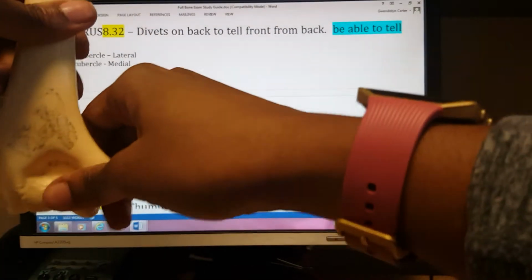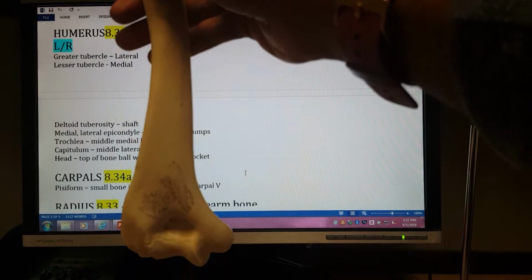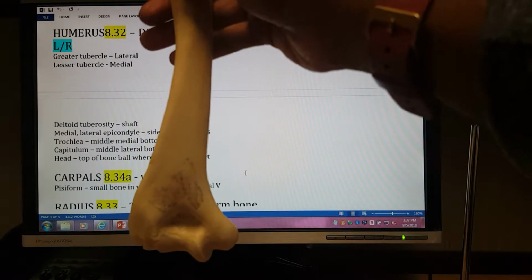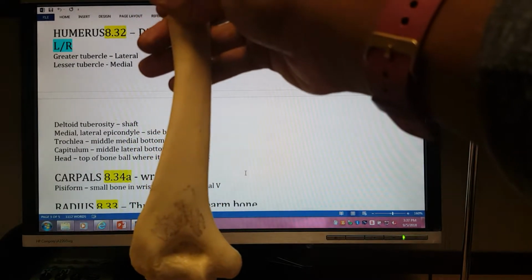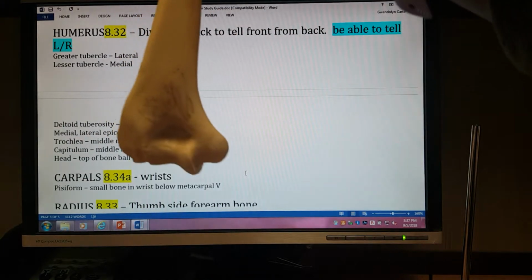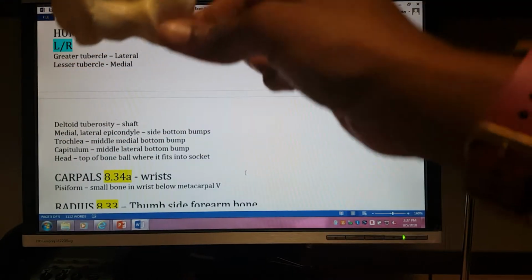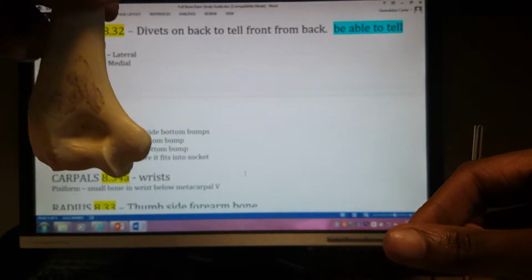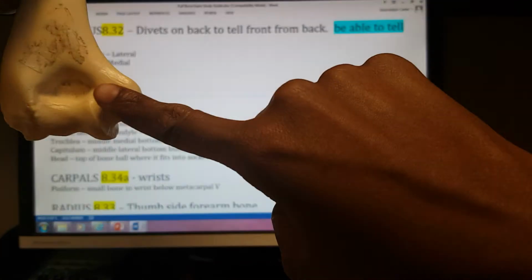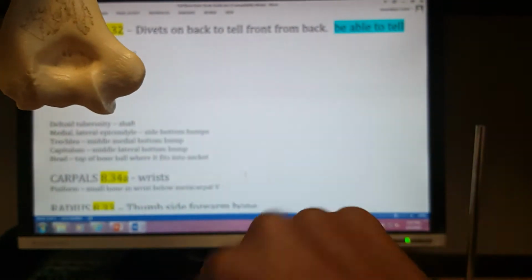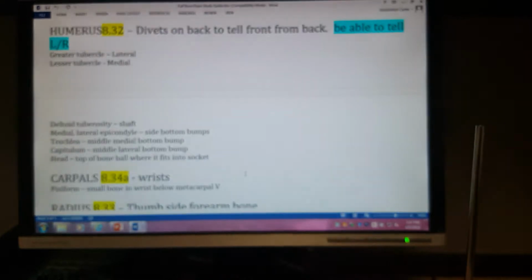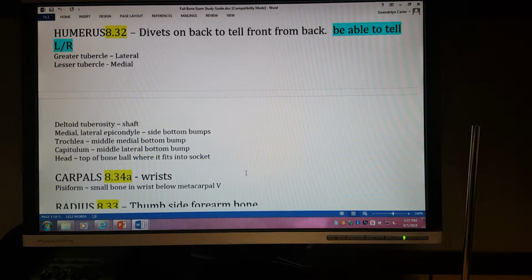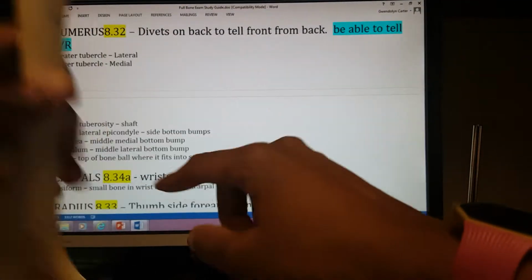Is there any way to try to remember how this goes? I guess you go MT, like a med tech. I don't know if that might help someone, but the medial side has your trochlear side. Okay, so moving on. So this is our upper arm region.